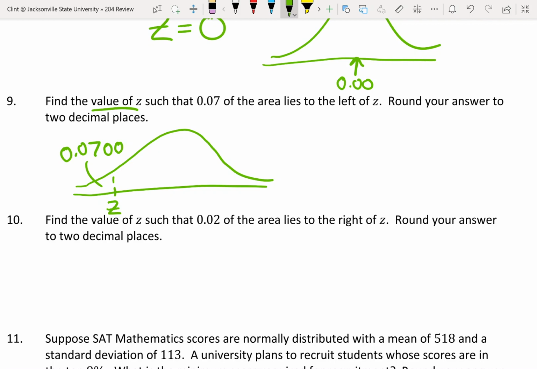I'm on the wrong page. Okay, let's see. So the closest area that I see is 0.0694. Close as we can get. And that gives us a z of negative 1.48. That's the closest.